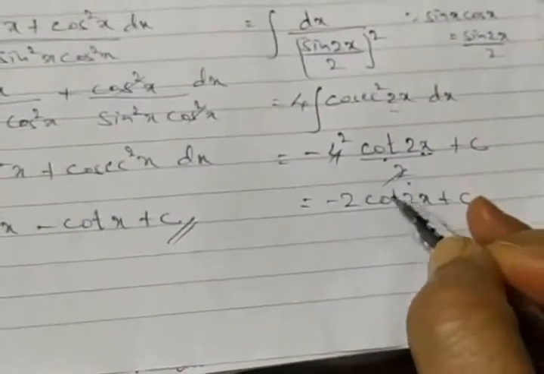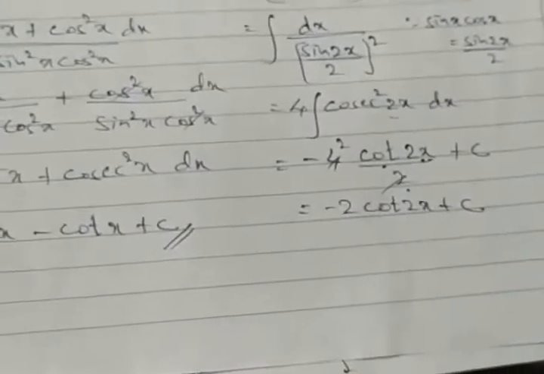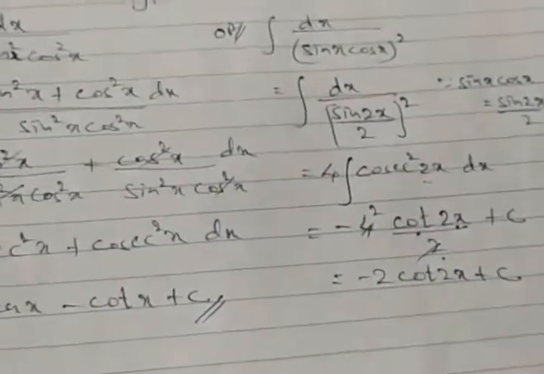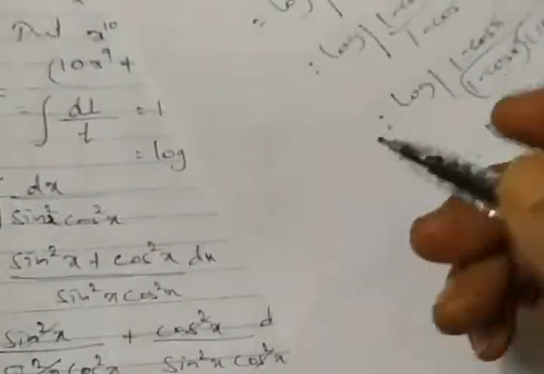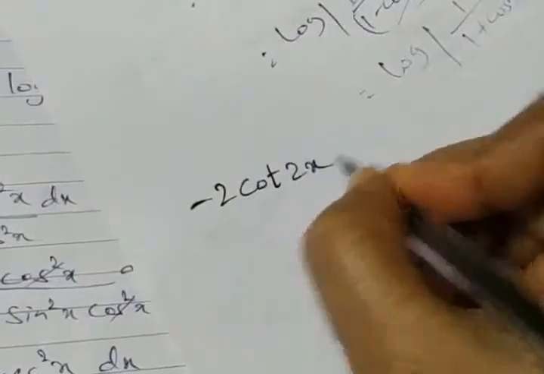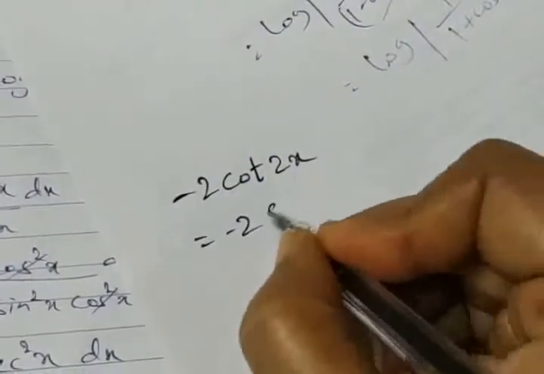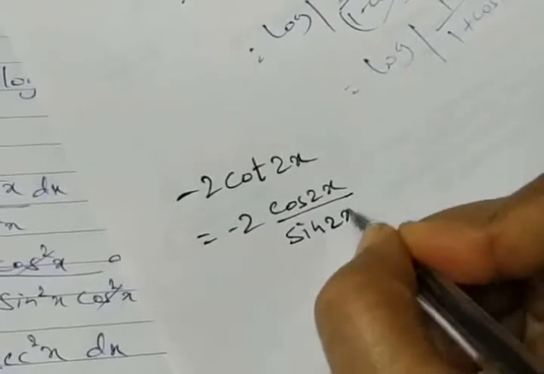For this, how should this answer go? See, cot 2x can be taken as cos 2x by sin 2x. If only for rough work, let me speak about this relation. That is, we are actually left out with minus 2 cot 2x. So this can be taken as minus 2, we have cos 2x, denominator we find sin 2x.